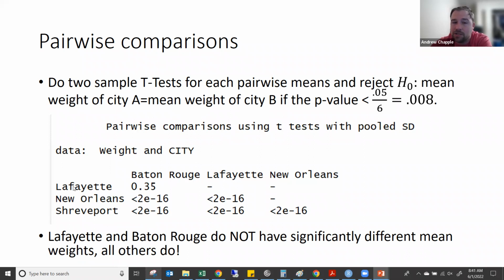You see how it's a matrix. The rows are the city, and the columns are the city it compares to. It doesn't make sense to compare Lafayette to Lafayette, right? And then it doesn't have a line here for New Orleans because we actually get this New Orleans-Lafayette comparison here in the second column, second row.